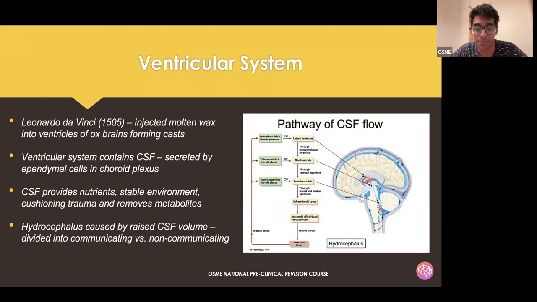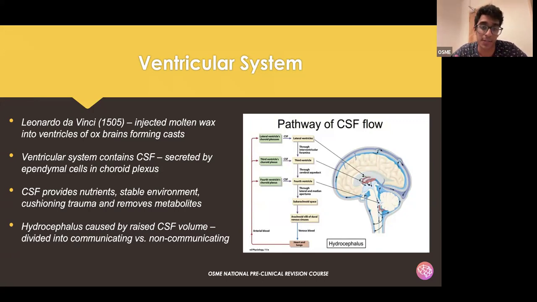So the ventricular system contains the cerebrospinal fluid. This is secreted by the ependymal cells in the choroid plexus. These ependymal cells are one of the types of glia that support the functions of the brain. The CSF is really important because you've got your blood-brain barrier. That means that everything in the blood doesn't get to the brain. This is because the brain is a really sensitive organ, and if you have different toxins going to the brain, that could potentially compromise its functions.